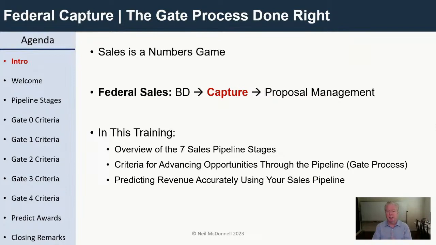The second one is criteria for advancing opportunities through the pipeline. And we call this the gate process. So each time you're moving to the next stage, you're going through a gate review to say, do we want to move forward? That really is basically bid, no bid. Continue to work on it, don't continue to work on it.